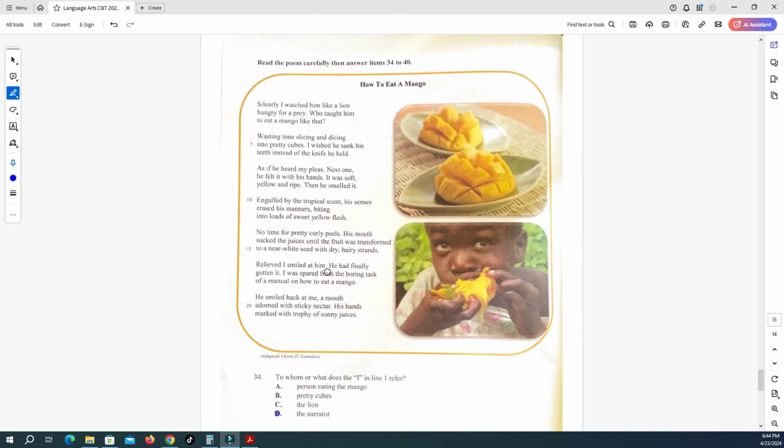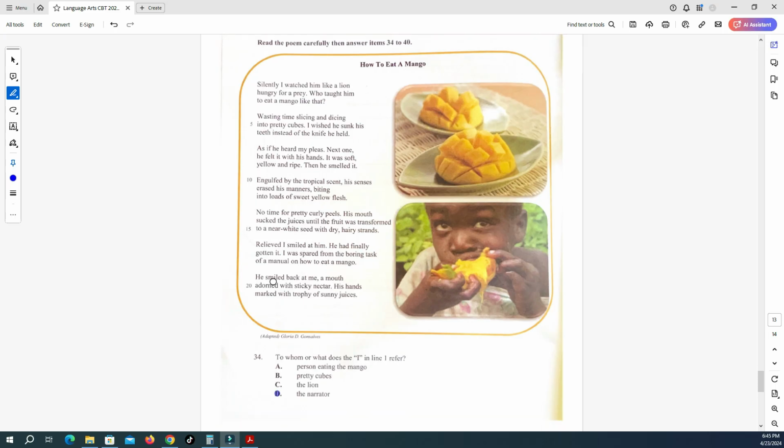Relieved, I smiled at him. He had finally gotten it. I was spared from the boring task of a manual of how to eat a mango. He smiled back at me, a mouth adorned with sticky nectar, his hands marked with trophy of sunny juices.